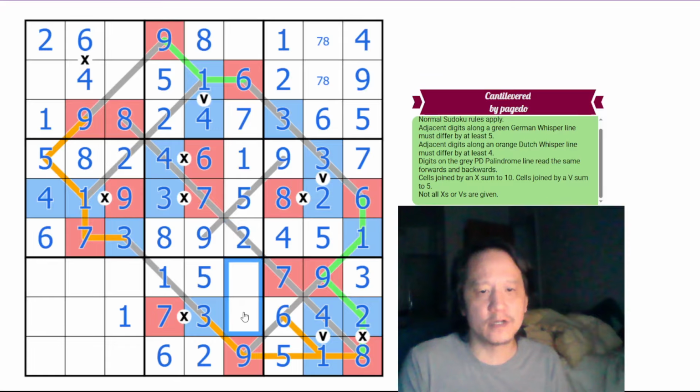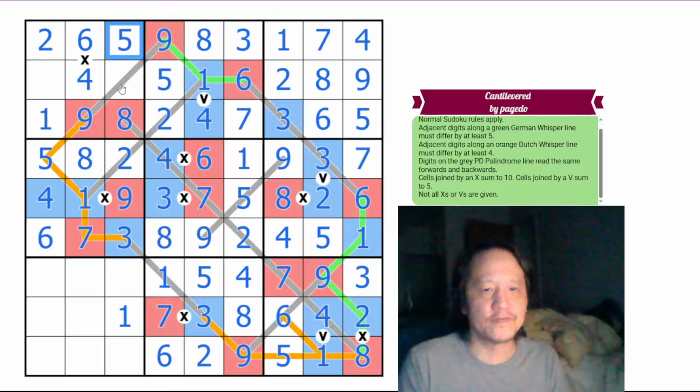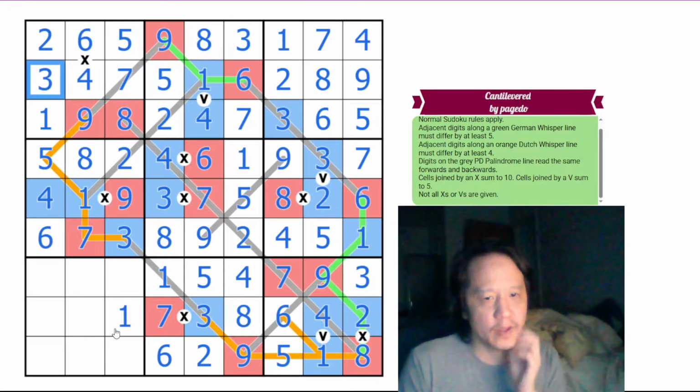Remaining digits in column 6 are 3, 4, and 8. 3 can't be here, so this is a 4, 8 pair. 4 can't be here because of 4 in the row, so this is 8, that's 4. That makes that 3. 8 eliminates 8 here, so it's 7 and 8. That leaves this digit as a 5, and we have 3 and 7 here. This can't be 3 because of 3 in the column, so this is 7 and 3.